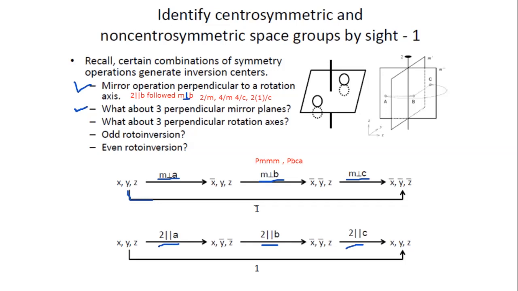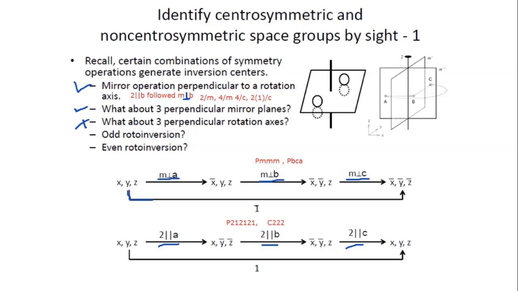So an example of this space group would be something like P21 21 21, or let's see, I think one is like C222. These would not have an inversion center. So AKA, it would be what we call non-centrosymmetric. So 3 perpendicular rotational axes do not generate inversion centers.